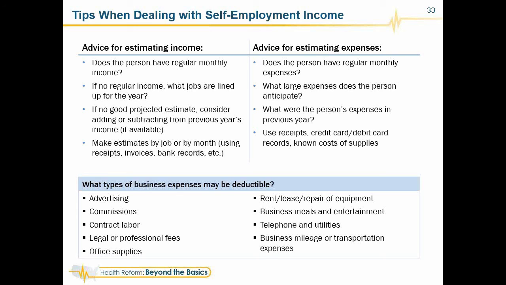So we also have some advice on estimating expenses. My first piece of advice on estimating expenses: there are many types of deductible business expenses: advertising, commissions, contract labor, legal fees, office supplies, rent, telephone. A lot of people who are, quote, self-employed don't have these kinds of expenses. A lot of them are maybe doing jobs for cash, and we have to call that self-employment. We put it all under the same category, but really, often people don't have these kinds of expenses.